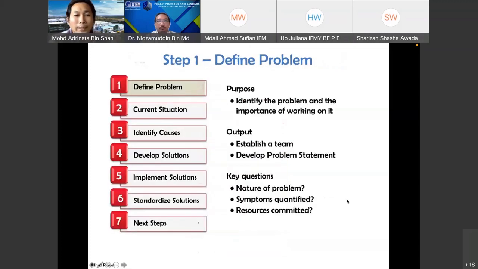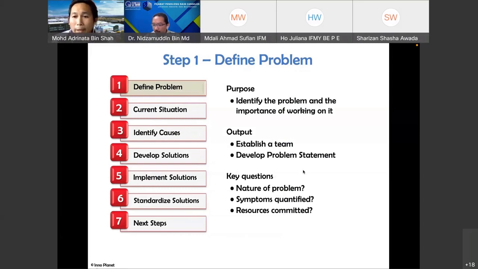Okay, so what do we have in our define problem step? To define the problem, we have to identify the problem and the importance of working on it. The output is to establish a team and develop a problem statement. There are key questions: what is the nature of the problem? Is it magnetic, electric, mechanical, civil? There are other things. Is it about humans? Is it about attitude?